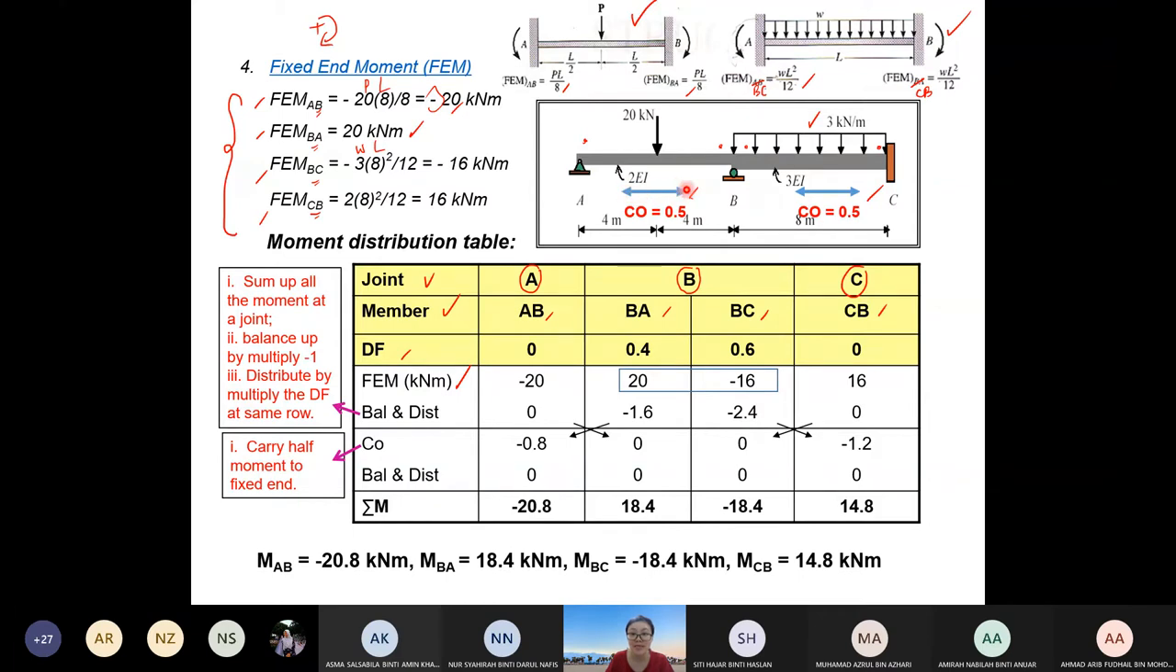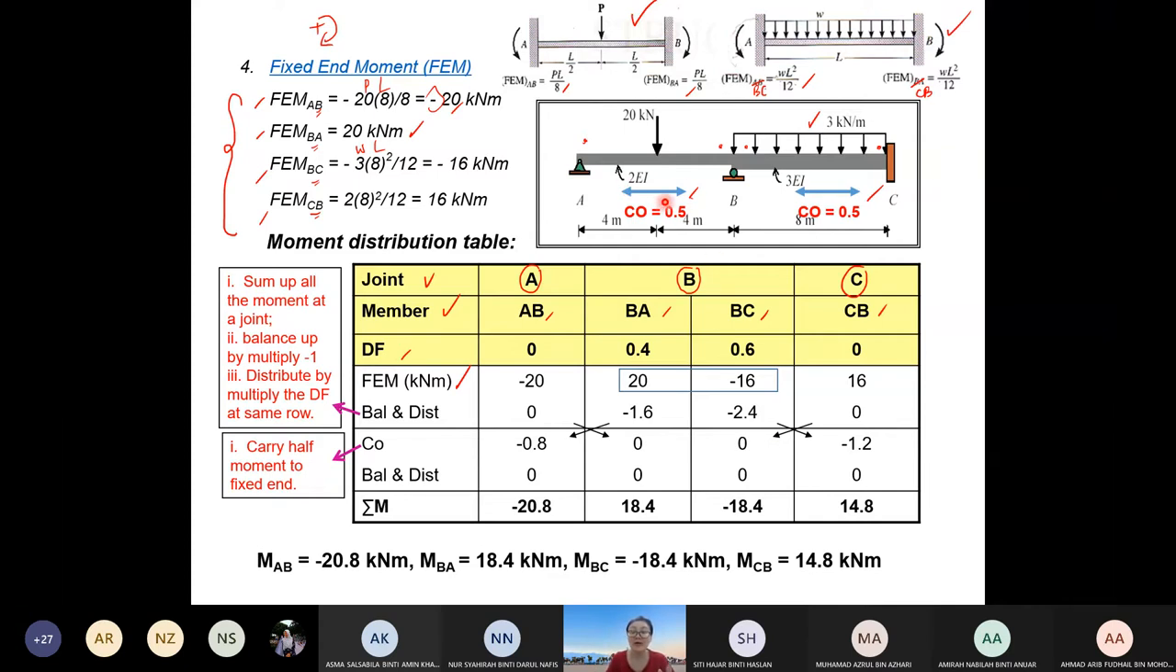So it is from BA to AB, from AB to BA. From BC to CB, from CB to BC. Not in every case will you have this two-way flow.